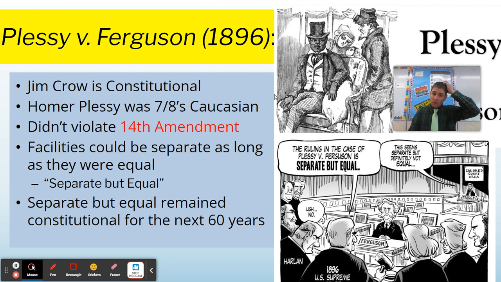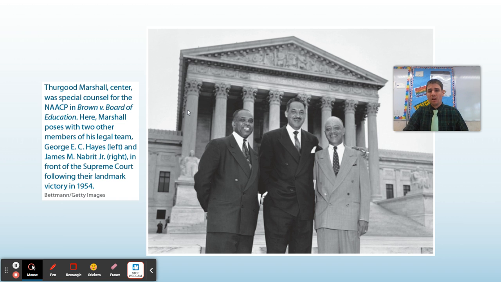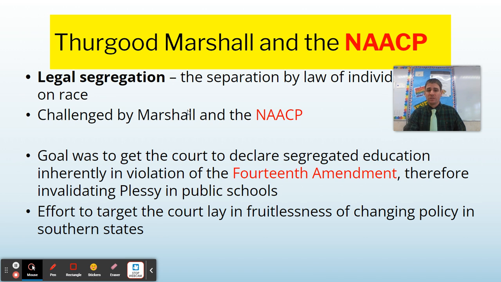So this becomes the doctrine, essentially, for the next 60 years. Separate but equal is constitutional, in which case you get lots of facilities that have white and Black only sections. Now, this will later get challenged by the NAACP, in part thanks to Thurgood Marshall. Thurgood Marshall was an African American. I believe I have a picture right here. He famously was the lawyer in the Brown versus Board of Education case. He will later go on to be the first Black Supreme Court justice.